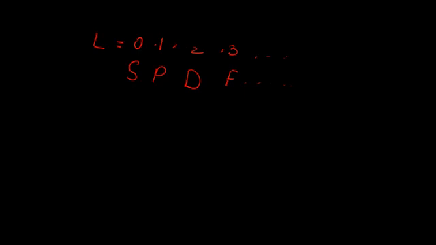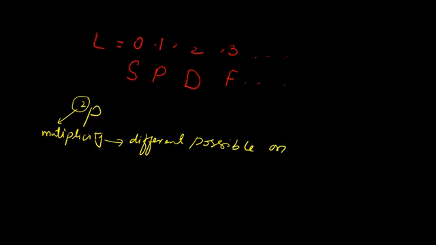Now we go to another important thing, which is called the multiplicity. It is the superscript before the term symbol. For example, if we have the term symbol P with a superscript 2, here the 2 is called the multiplicity. It indicates the multiplicity of states, that is, the number of different possible orientations of L, or how many different values are possible.